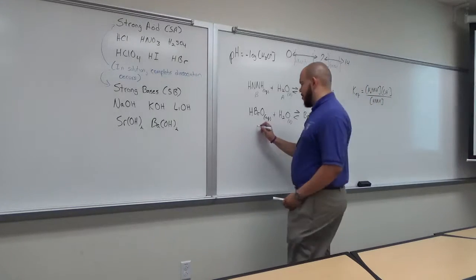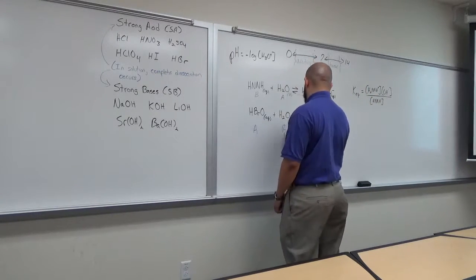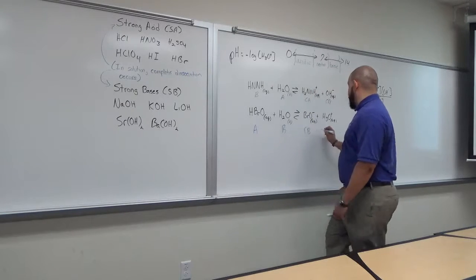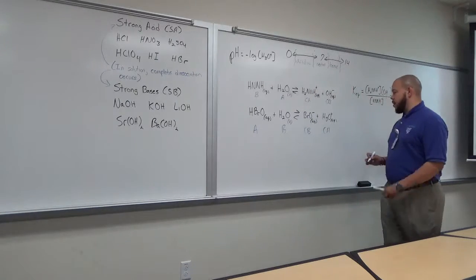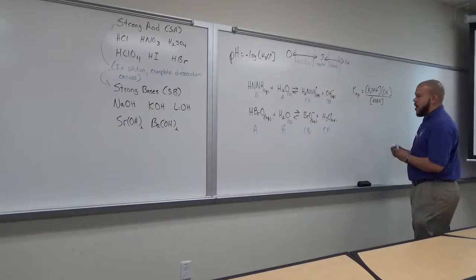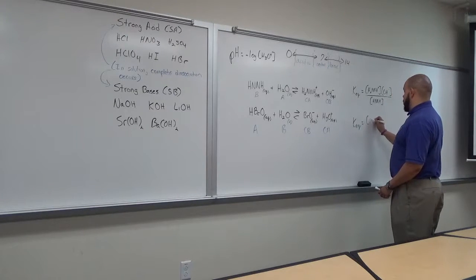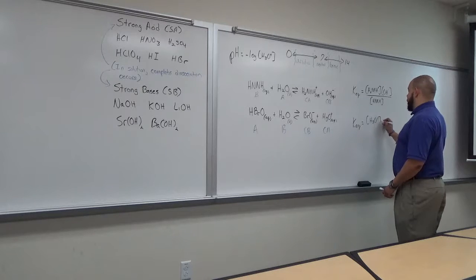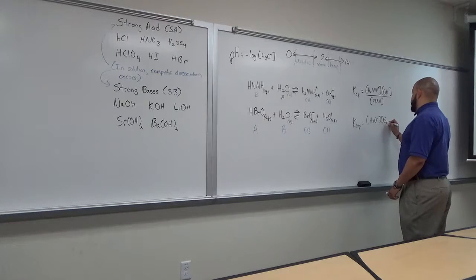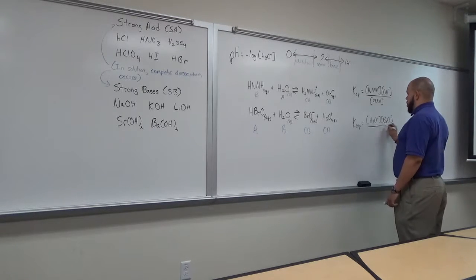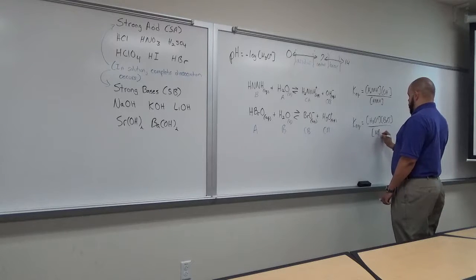HBrO is an acid. Water is the base. Hypobromite is the conjugate base, and hydronium is the conjugate acid, and we see that Keq here is equal to [H3O+]. Again, the order doesn't matter, just make sure it's written correctly, all over [HBrO].